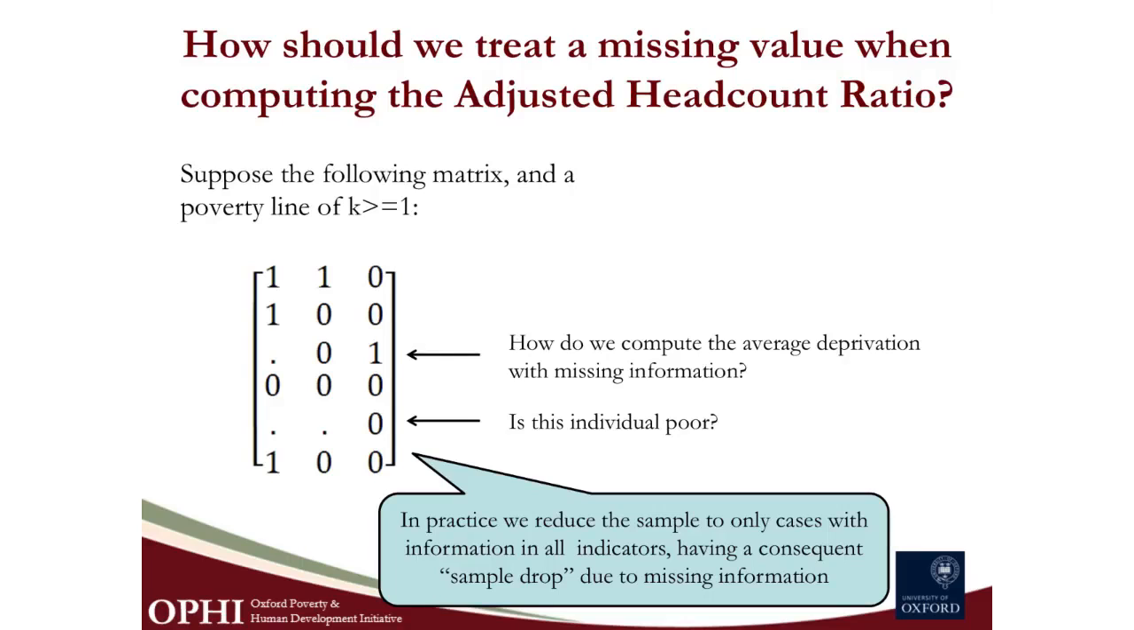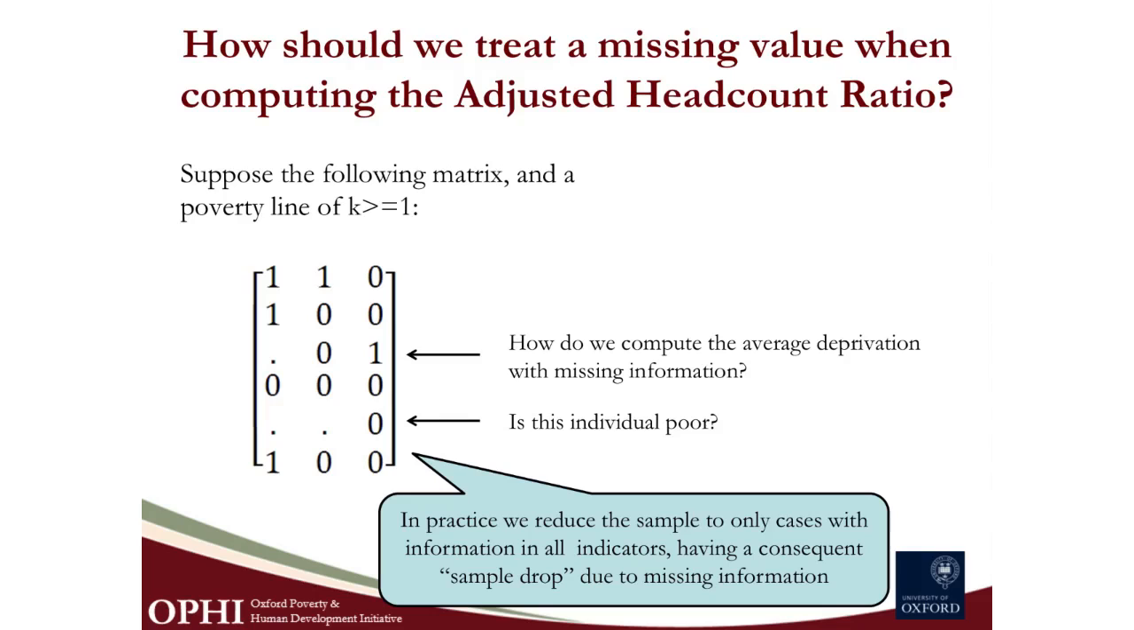In this example there are 3 indicators, and I have some missing values there. How do we deal with them? How do I know the average deprivation score of person 3? I don't know. Maybe he's deprived on the first indicator, maybe not. How do I know if he's poor? I don't know. So what happens in this case?